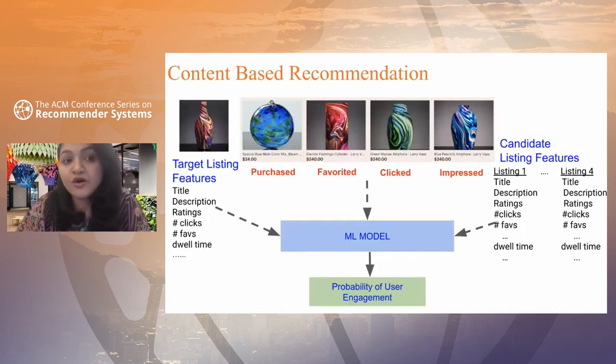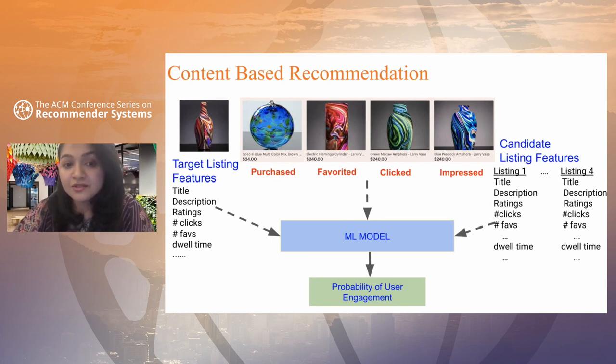So how we go about it in our current system was we build a content-based recommendation model where, given this target item, we extract attributes or features using things like titles, description, ratings related to this item, reviews, historical information such as clicks and favors, dwell time, and then used implicit feedback from historical visit logs to generate labels, and trained a machine learning model to optimize for some kind of objective function, in this case, probability of user engagement or purchasability of the item.